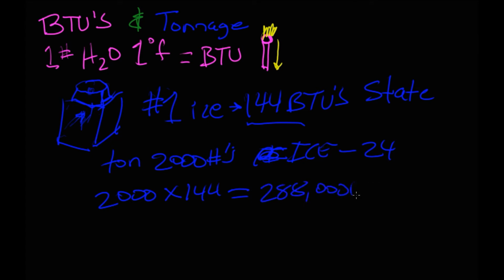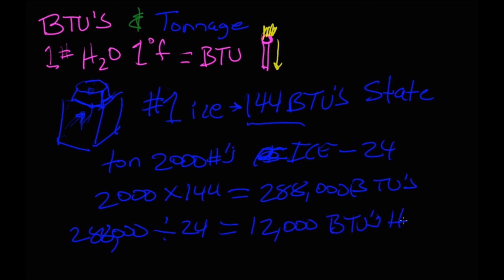288,000 BTUs. Now, if we want to know how much we actually use in an hour, we take the 288,000 and divide it by 24, and we come up with 12,000 BTUs per hour. And that's how we come up with a ton. A ton of cooling is the amount of energy it takes to melt 2,000 pounds of ice over 24 hours. And then we just use the hour figure, so in an hour it's 12,000 BTUs.